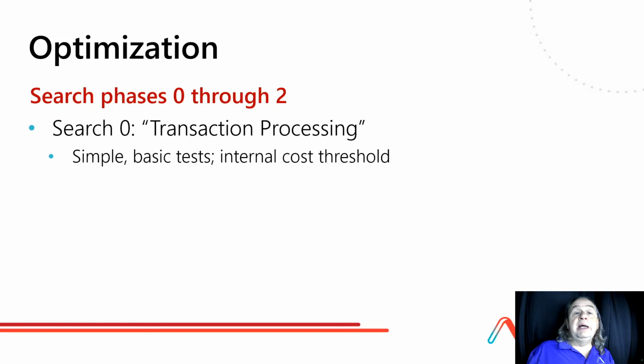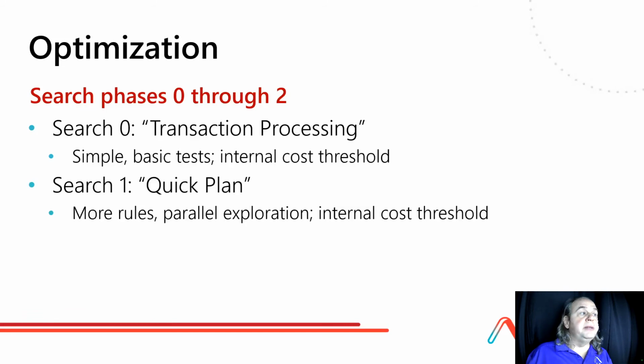It will cost out that plan, and as long as the cost is below some internal threshold, that threshold is not documented and I think probably changes from version to version, but as long as it's below some magic threshold, it will just immediately come back and say, this is the plan we're going to use. If not, however, it'll go into search phase 1.